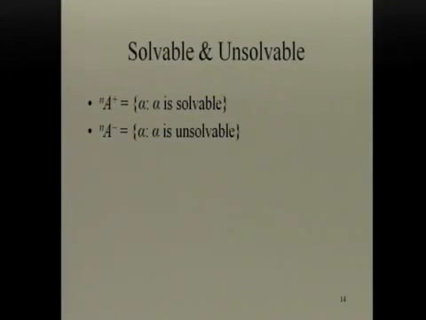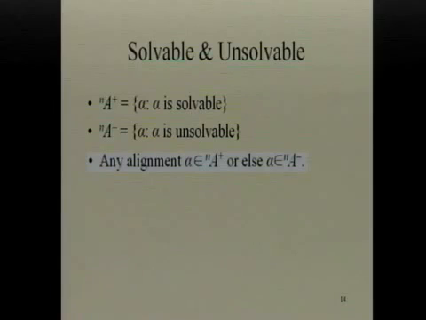And we introduce some notations. We use A plus to denote the set of all solvable alignments, and A minus for unsolvable ones. Therefore, any alignment alpha is an element of either A plus or else A minus.